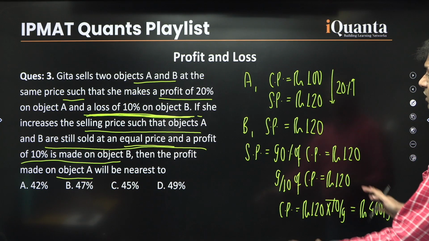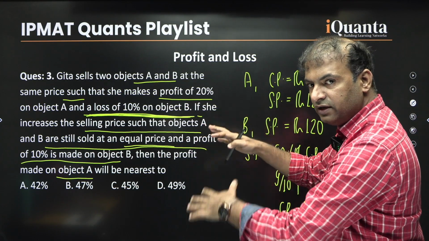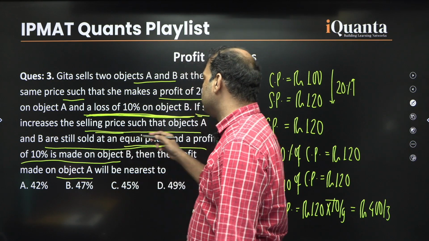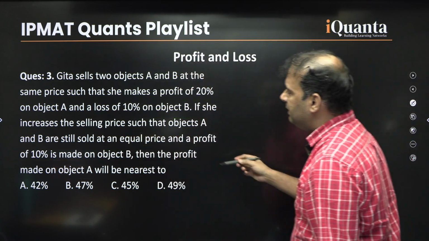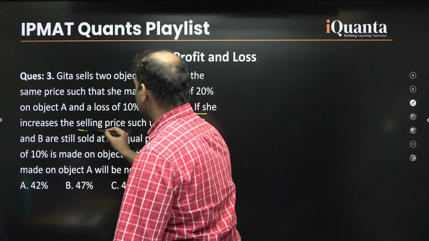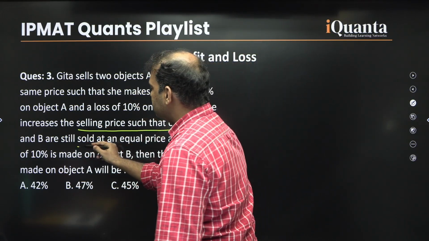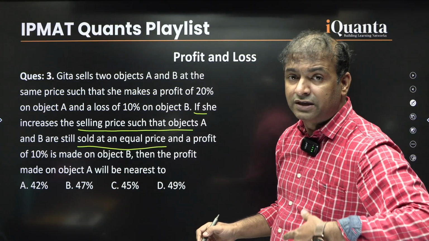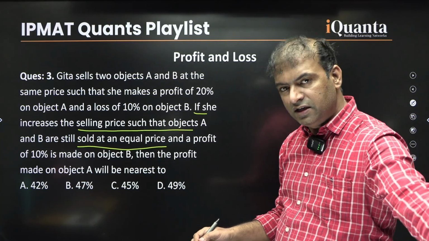Okay, guys. So this was the initial scenario, right? This was all the initial scenario. Now the second scenario, remember, she increases the selling price. Let me move to the next slide. In fact, she now increases the selling price such that both the objects are still sold at the equal price. Okay, so selling price of both the objects being changed now because she increases the price.